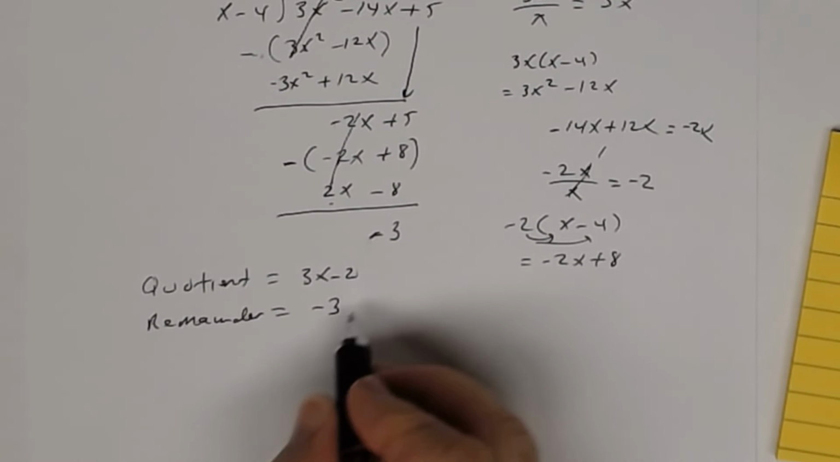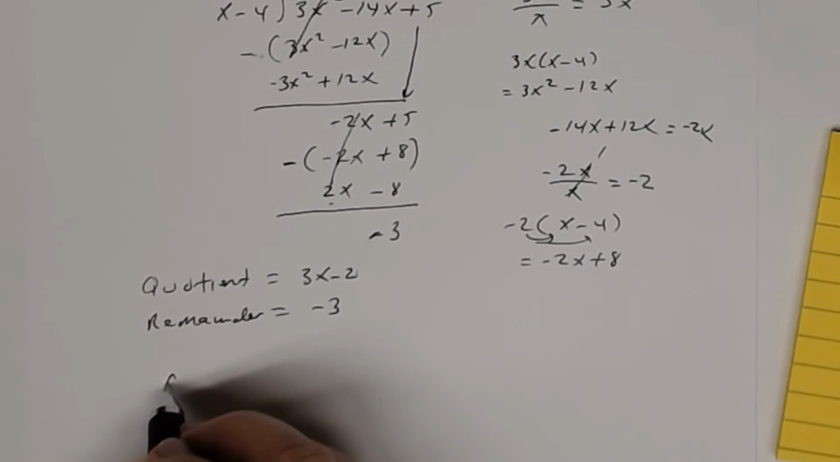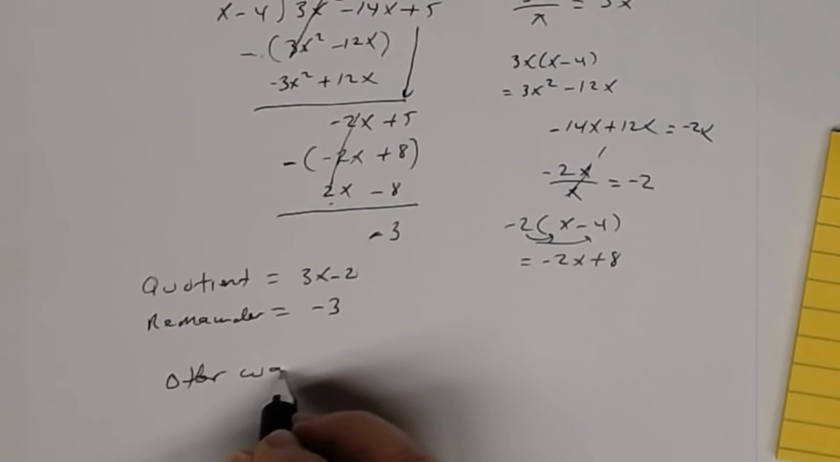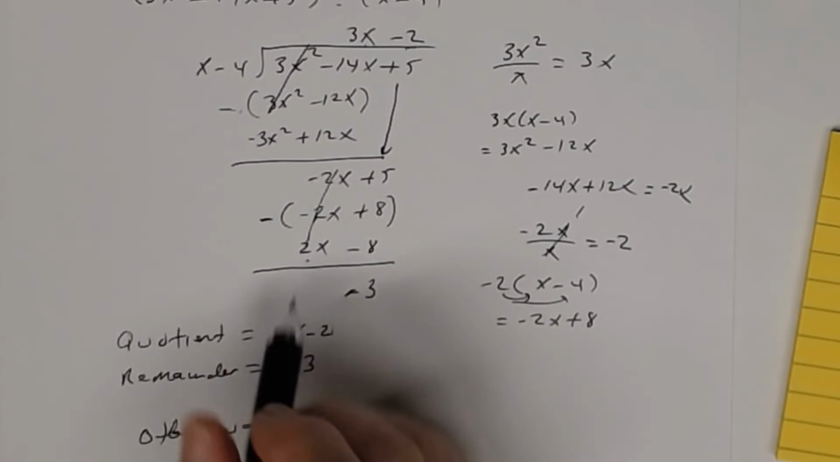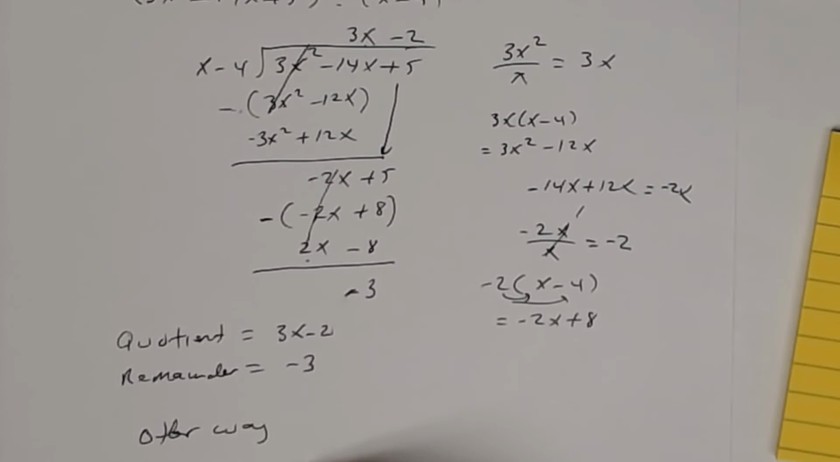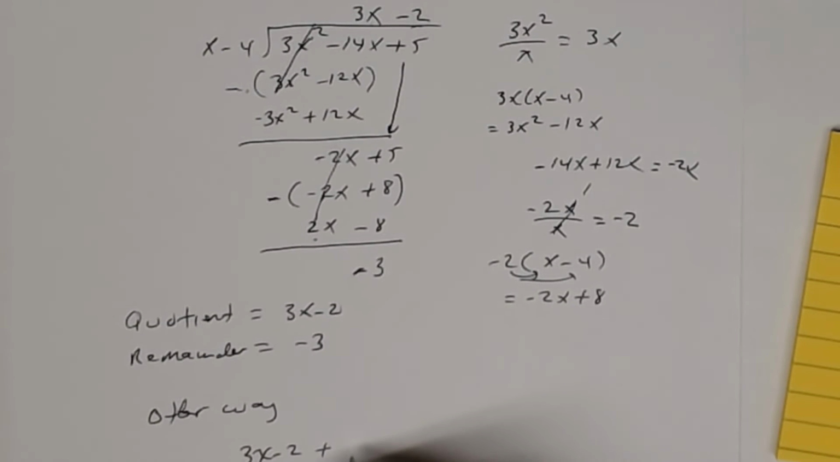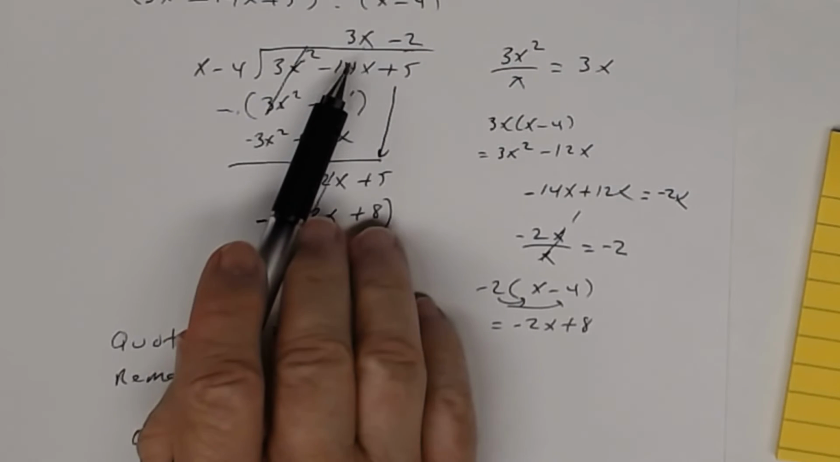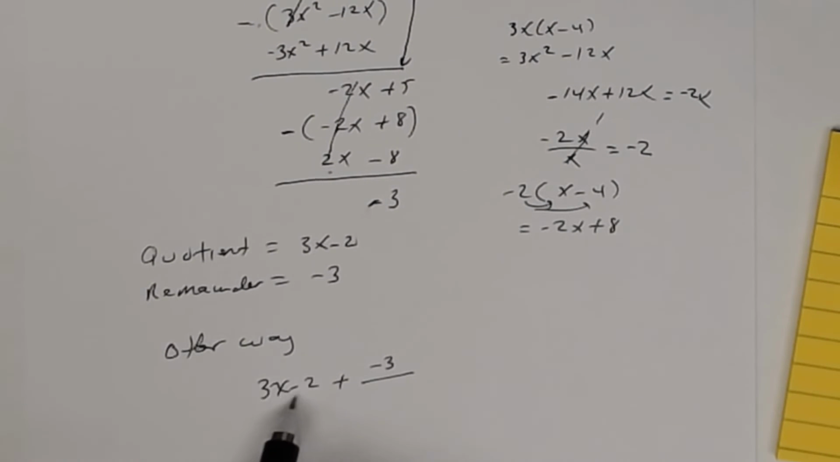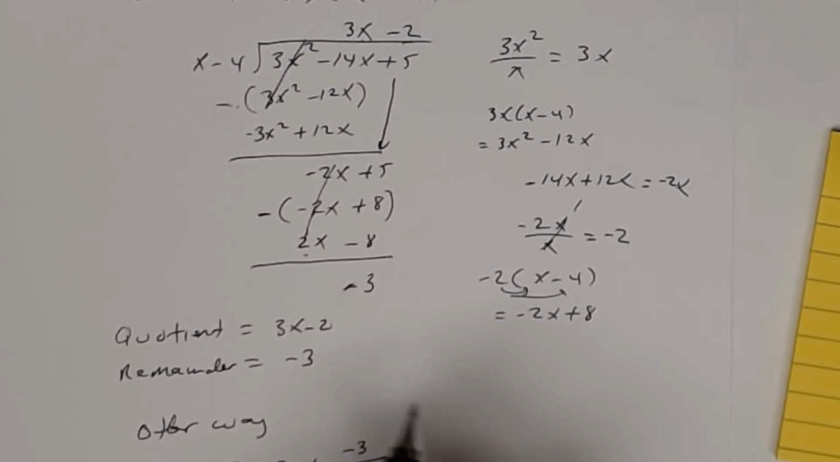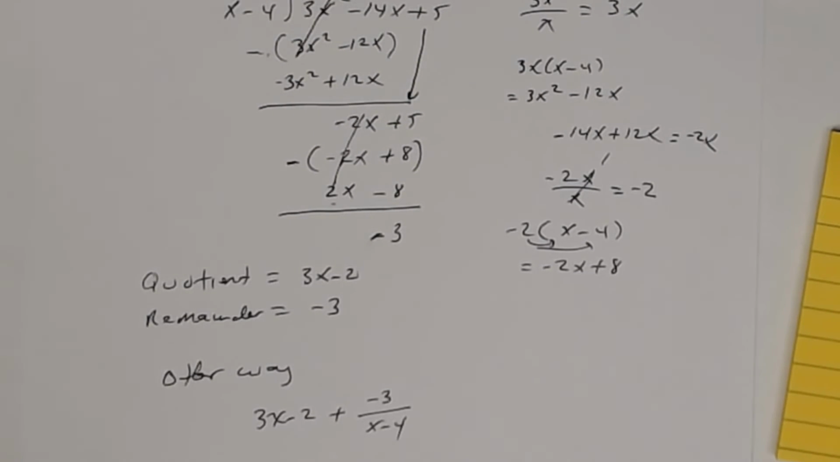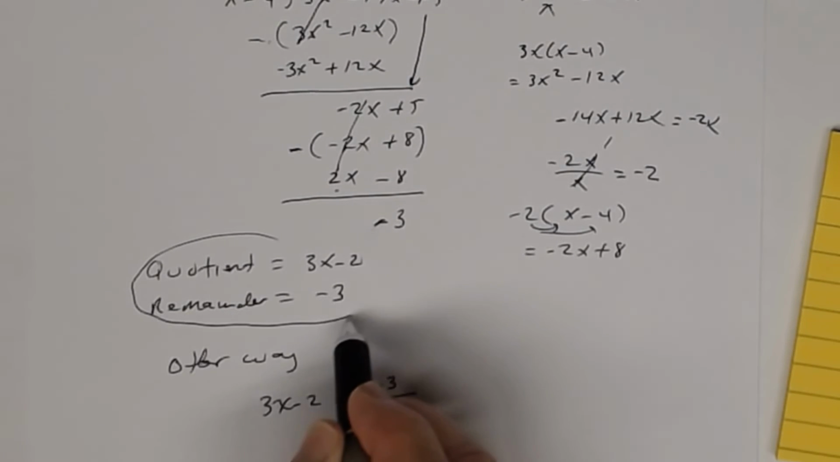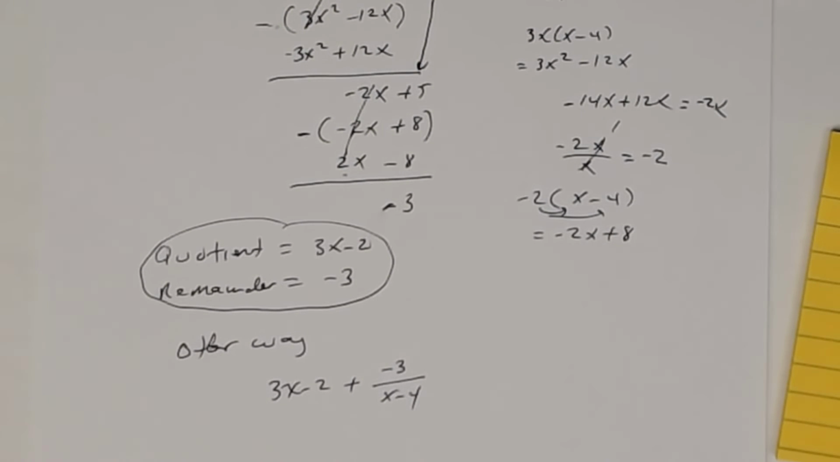Now, remember the other way to rewrite this, which you're going to see next semester, is the quotient 3x minus 2, plus the remainder, negative 3, divided by the divisor, which is x minus 4. I said the divisor, I mean the quotient, 3x minus 2. All right, but remember for us, this is how you're going to write it. You're going to tell me what the quotient is, and then you're going to tell me what the remainder is.